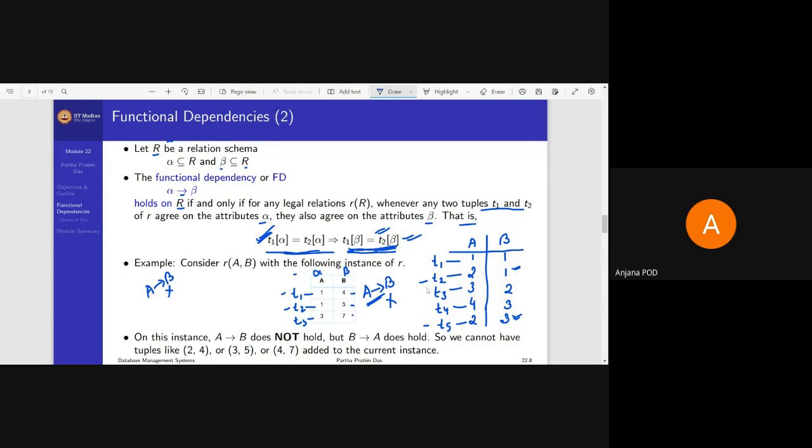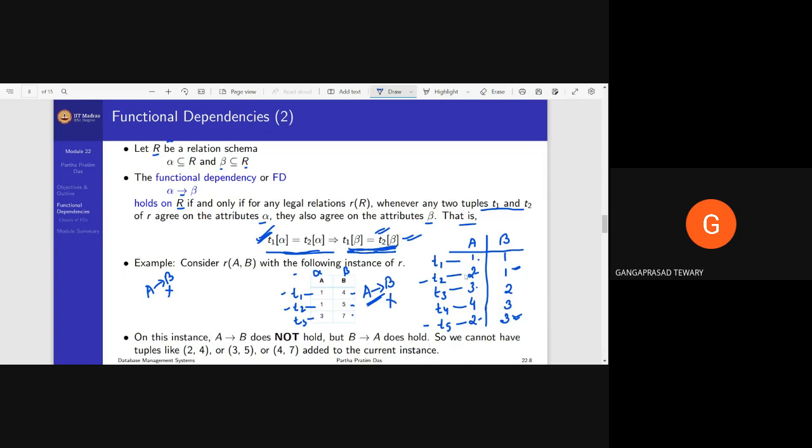If there is a common tuple, as you can see here, T2 and T5, you only need to check for those tuples. If the conditions are getting satisfied, then yes, you can say that A determines B. However, say for example not a single tuple is matching, then the values of A will be unique, they will not have common tuples, and all the values are different.